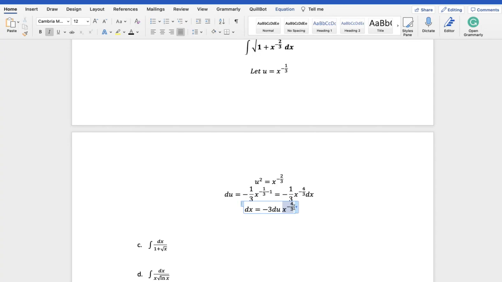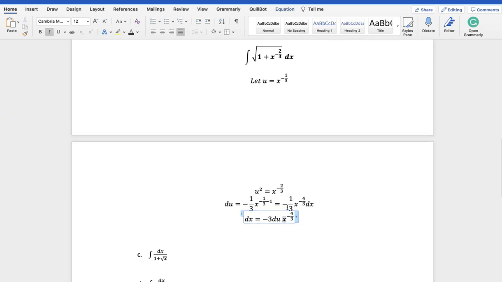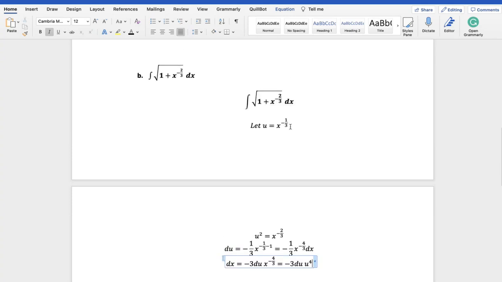X to the, sorry, can you repeat? Yes, you can change that x to u to the power of 4. Then this would be negative 3 du multiplied by, since you substituted u is equal to x to the negative 1 over 3, when you raised u to the power 4, you would have x to the negative 4 over 3. So this would then become u to the 4, right? So then you have that.